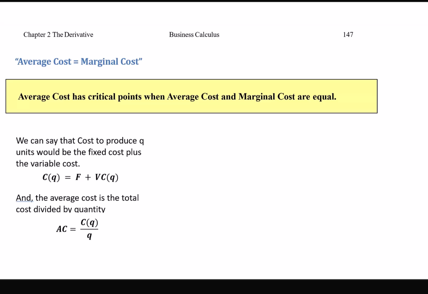Hi again, and our last topic in this chapter has to do with average cost equaling marginal cost. Average cost has critical points when the average cost and the marginal cost are equal. Average cost equals marginal cost, critical point.